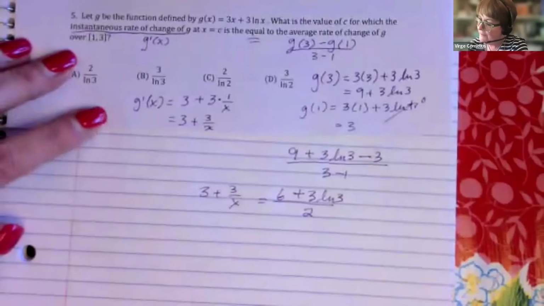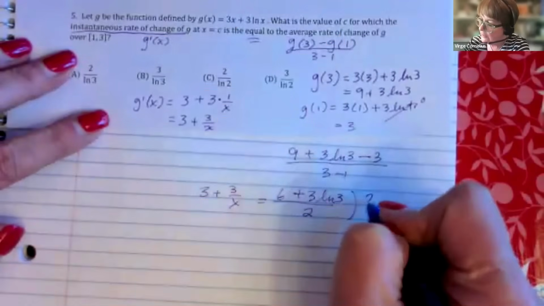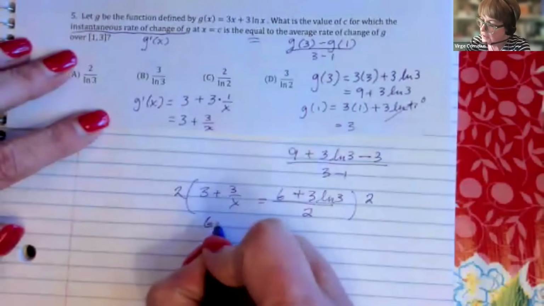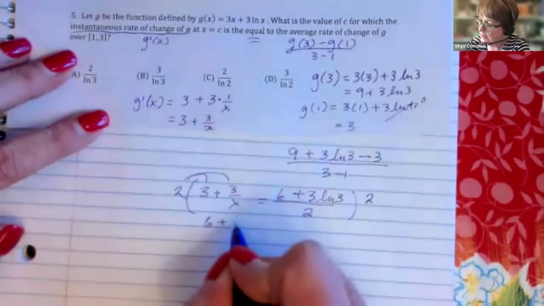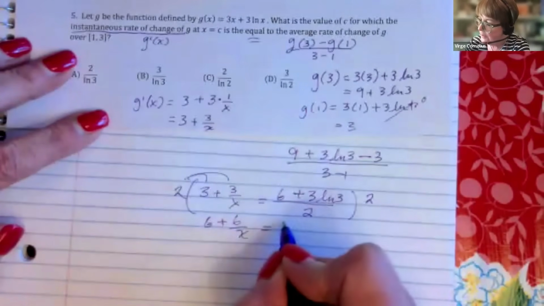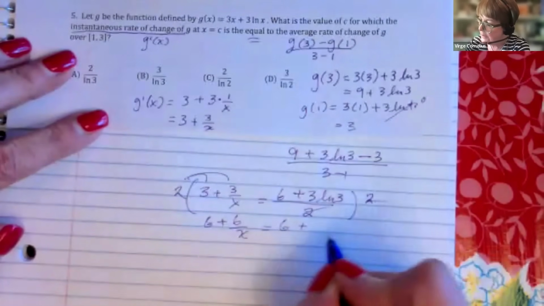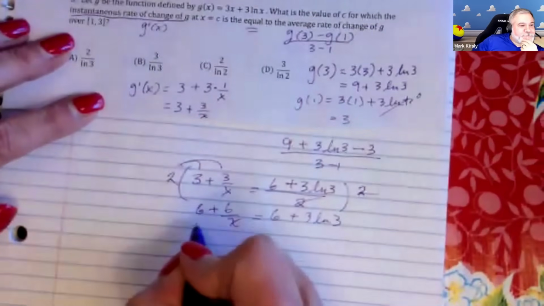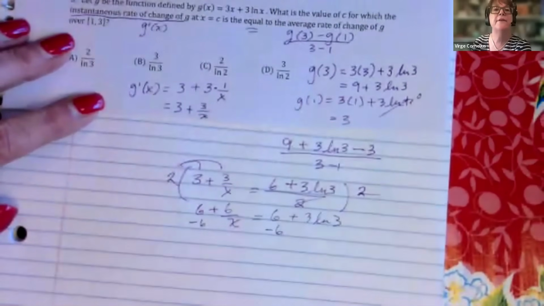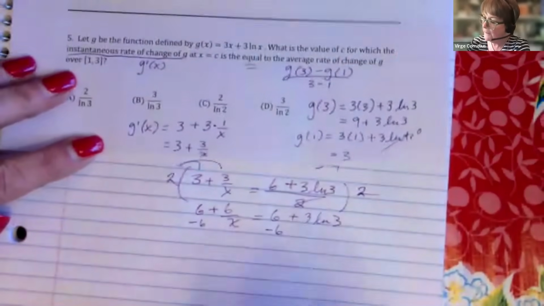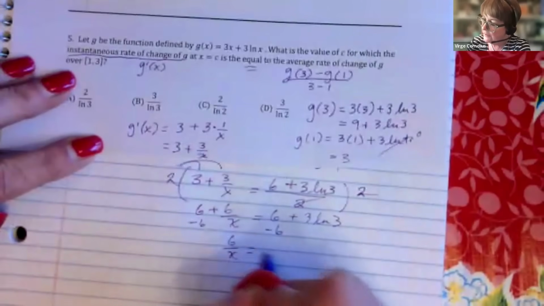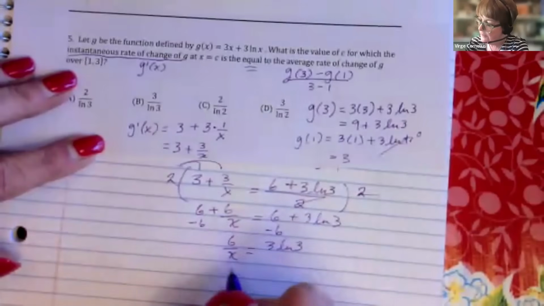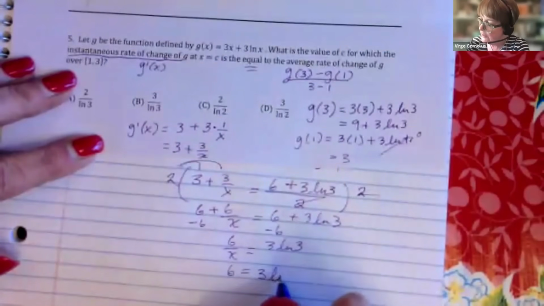Okay, I'm going to multiply my entire equation here by 2 to clear that denominator. So I get 6 plus, distributing here, 6 over x equals 6 plus, these 2's cancel out, 3 natural log of 3. Yay, it's looking correct. So subtract 6 from both sides. Get 6 divided by x equals 3 natural log of 3. Multiply both sides by x, lots of algebra going on here.